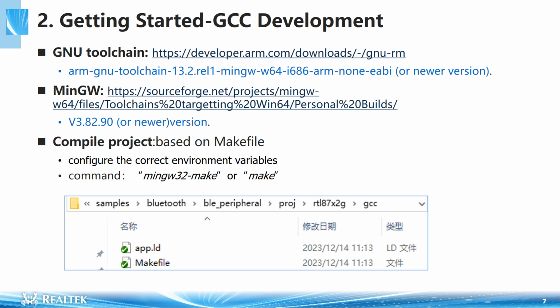2. The MinGW is used to parse makefile. Please visit the URL displayed on the screen. Version 3.82.90, or a newer version, is highly recommended for installation. 3. The sample GCC projects that can be directly used in the SDK are based on makefiles. Before compiling a GCC project, it is necessary to correctly configure the related environment variables and then compile the project using the make command.